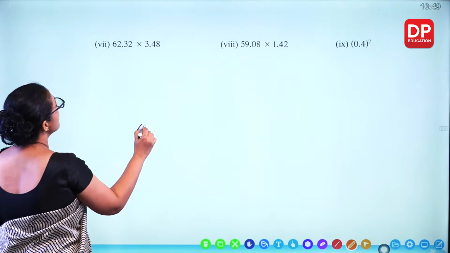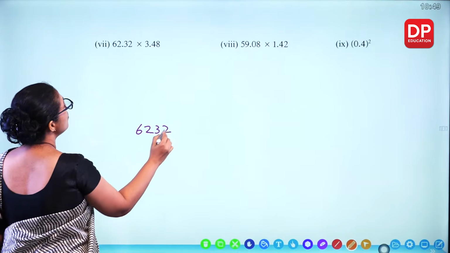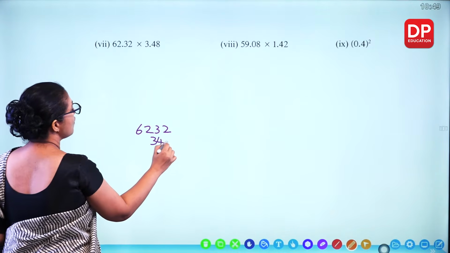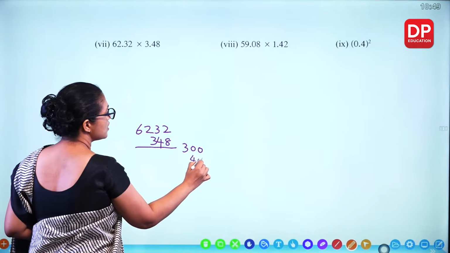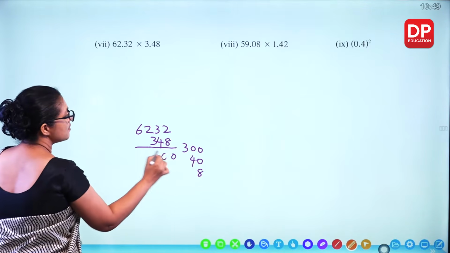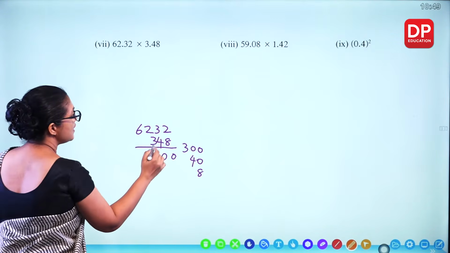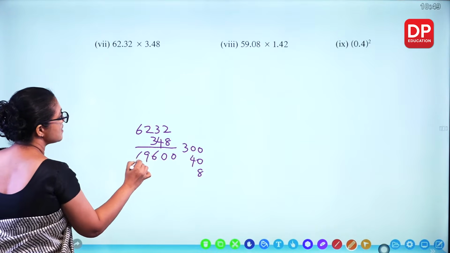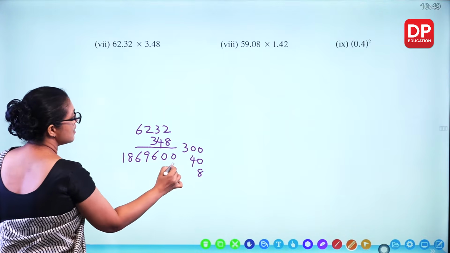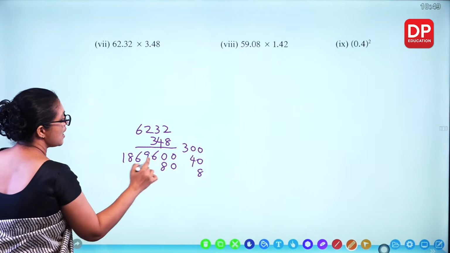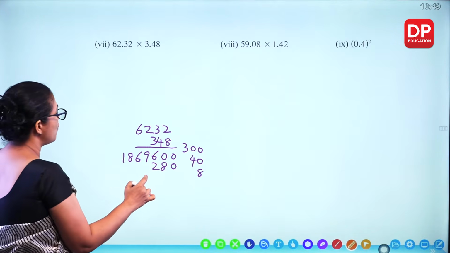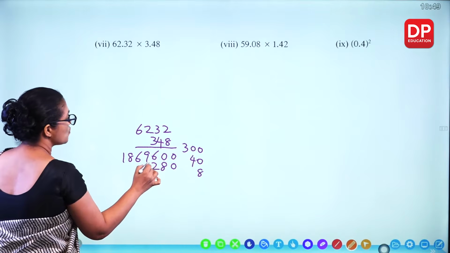This one you have to multiply by 348. So 6232 multiplied by 348. Keep 2 zeros, multiply by 3. 6, 9, 6, 18. Multiply by 4 now. 2, 8. 4 times 3, 12. 1 remaining. 4 times 2, 8 plus 1, 9.